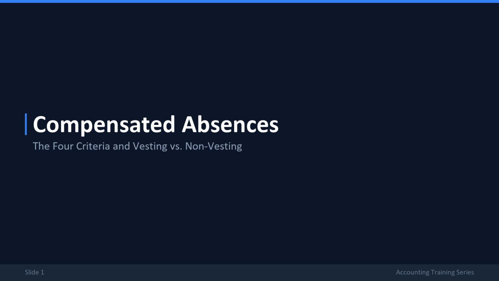Welcome to Section 2 of the ASC 710 training series. This section covers the 4 criteria that determine whether an employer must accrue a liability for compensated absences, and explains the difference between vesting and non-vesting absences, using vacation and sick leave as practical examples.